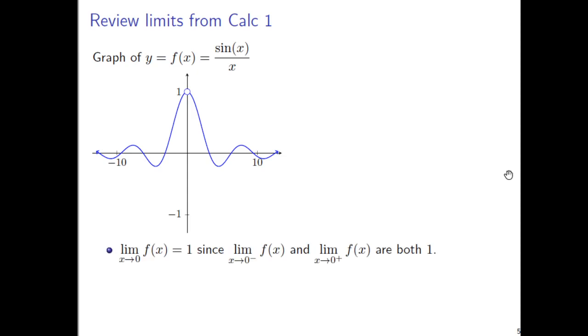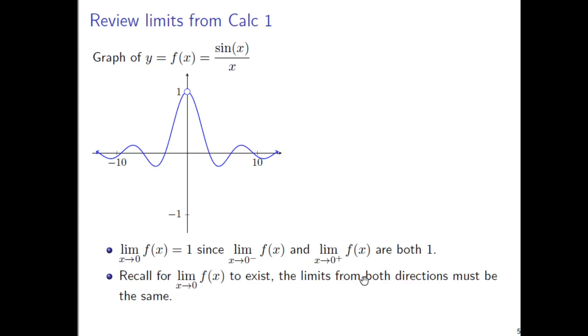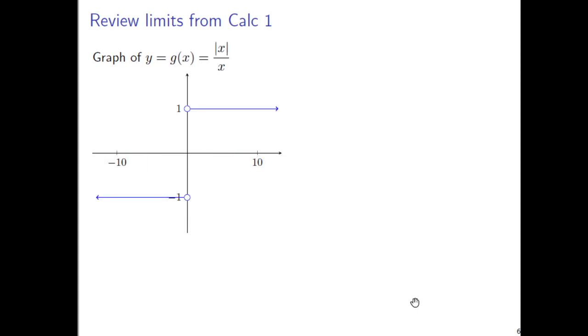You'll note that for this function, the limit of the function as x approaches 0 is 1, since the limit coming from the left and the limit coming from the right are both equal to 1. And recall that for a limit of a function of this kind, as x approaches a certain x value, here called 0, for a limit to exist, the limits from both directions must be the same. I mean, we only have two one-sided limits, right? From the left and from the right. But the limits from both directions have to be the same.